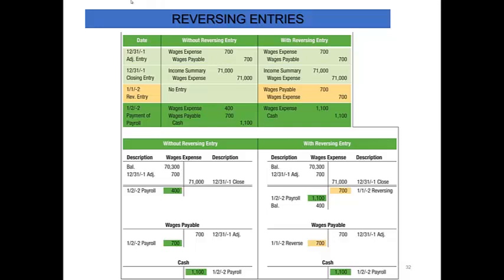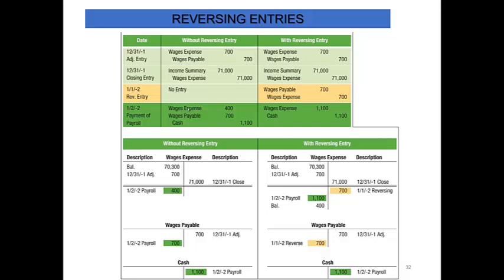If we don't reverse the wages expense, wages payable adjustment, when we make the payroll payment in the next year, we have to remember that part of that payment is actually for the previous year. $700 of it is. So if we make a payment of $1,100, we're going to debit wages payable of $700 to zero that out, and then we're only going to put $400 in the current year's wages expense.